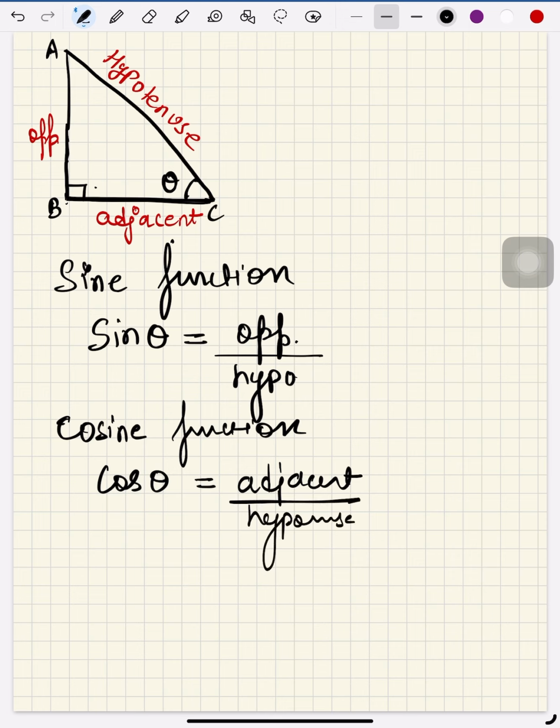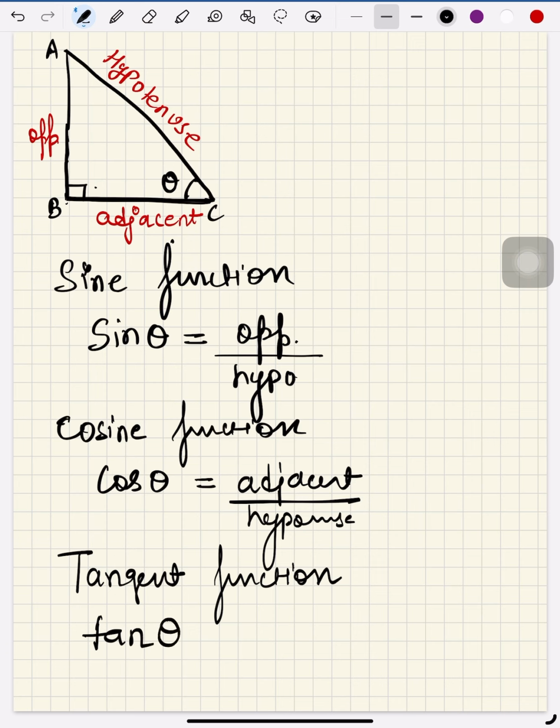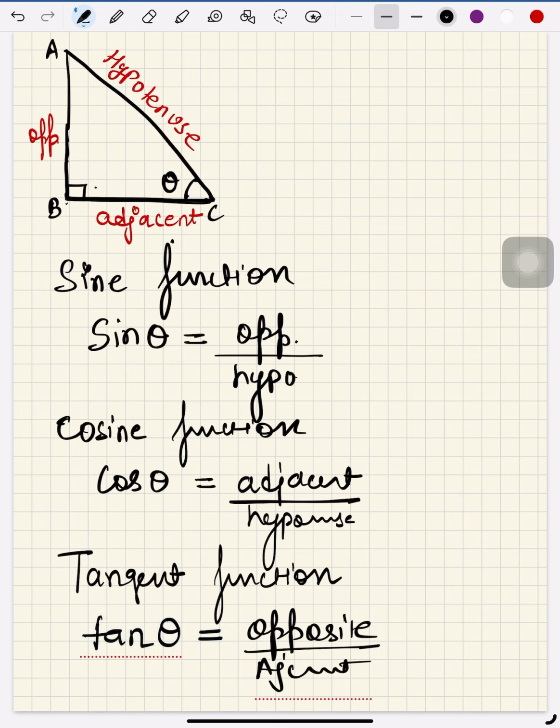Okay, and then we have a third trigonometric function, which is the tangent function. The tangent function is the ratio of the other two sides. So we write tan, and the angle is theta. Tan theta is opposite over adjacent, so it's a ratio of opposite and adjacent. These are the actual ratios of sides, so these are called trig ratios.